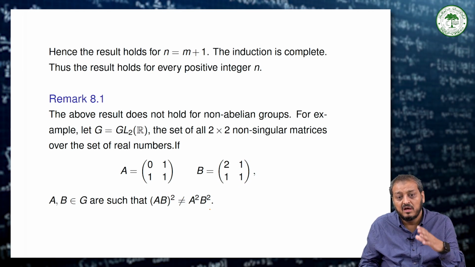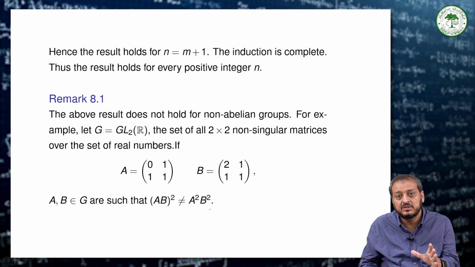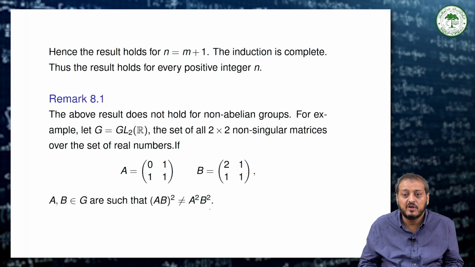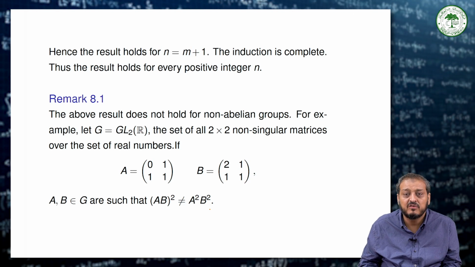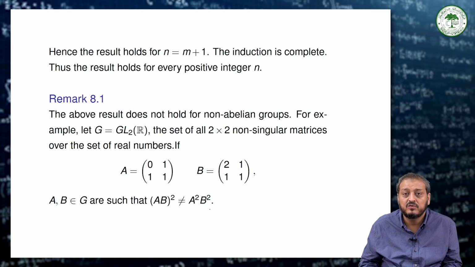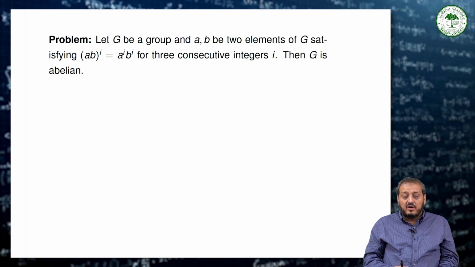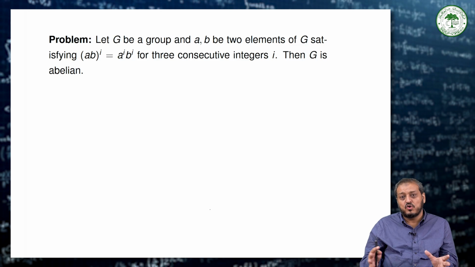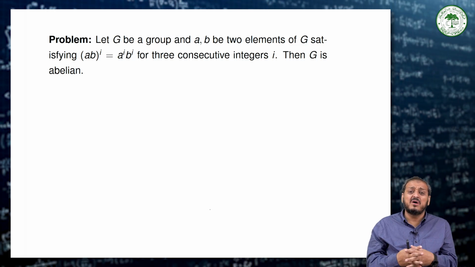If G is not abelian, this result does not hold in the case of a non-abelian group. This is one of the examples we have to send to this form. Okay, now we have to move to a similar type of another problem.